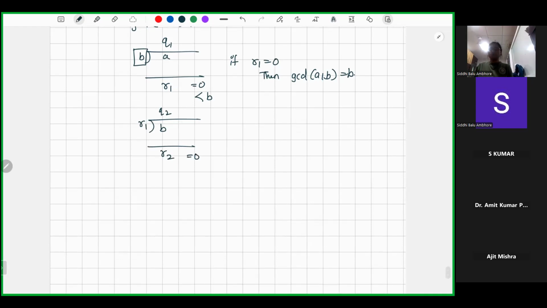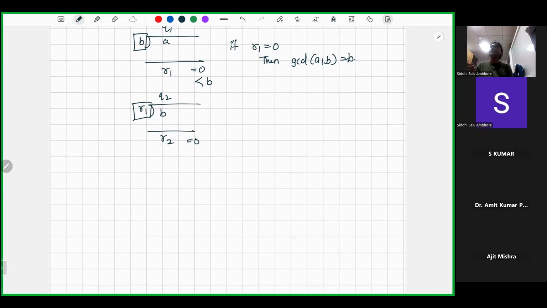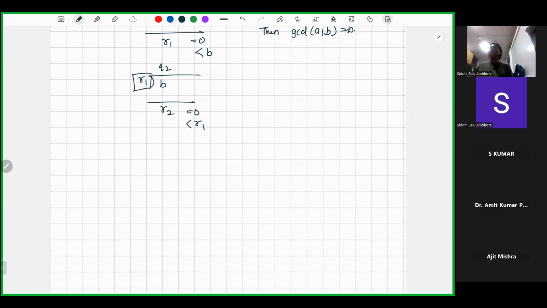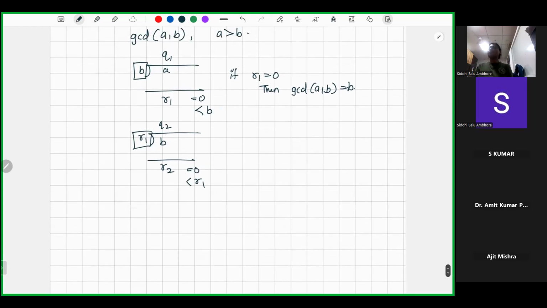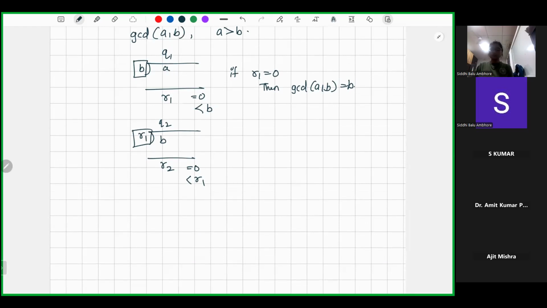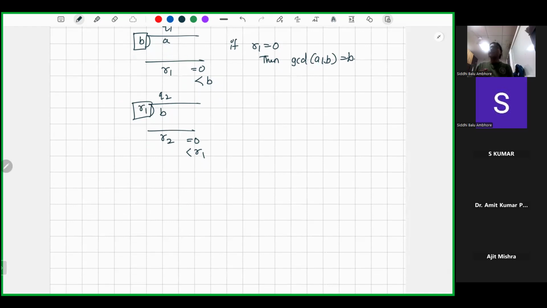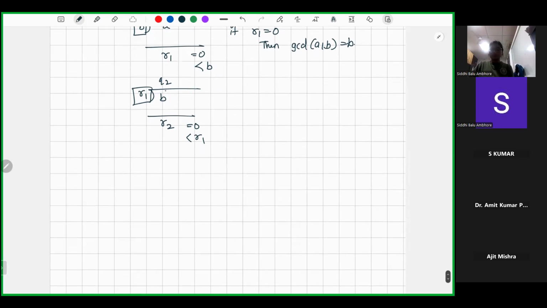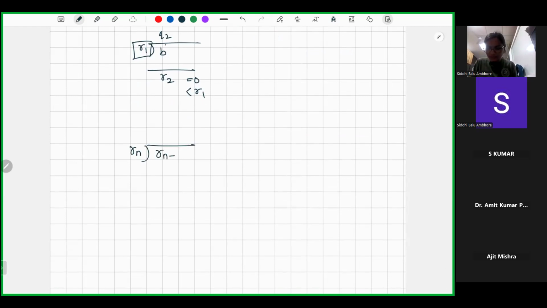So if R2 is 0, then I can say that this R1 is my GCD. If not, then R2 will be less than R1, and again I proceed like this. And note that this process will stop because every time I move to the next step, my remainders are decreasing.